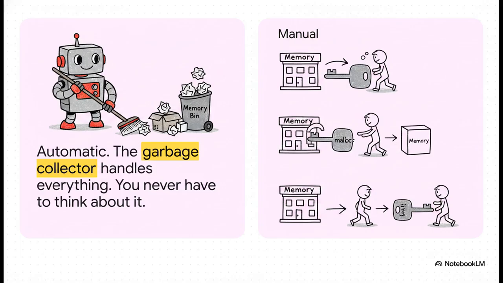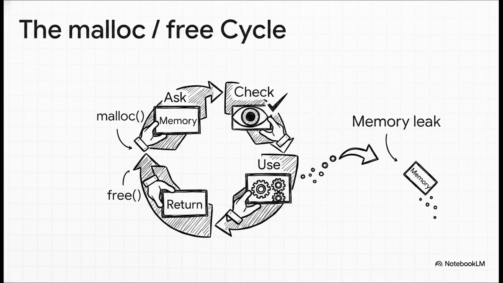It's safe, it's easy. C, on the other hand, hands you the keys to the car. You have to manually ask for memory with a function called malloc, and then you are personally responsible for giving it back when you're done, using free. So this is what that cycle looks like in practice.